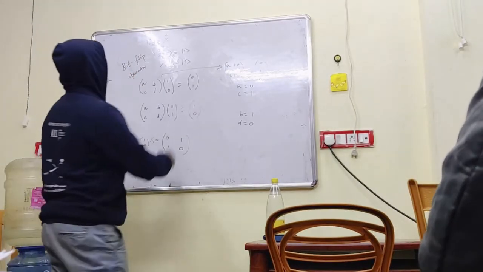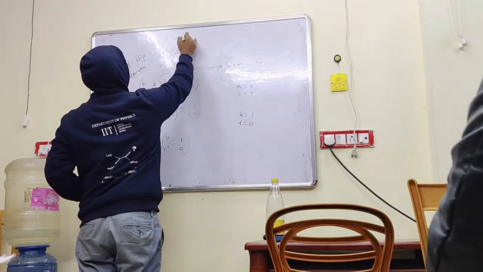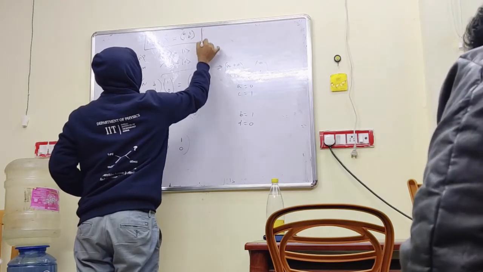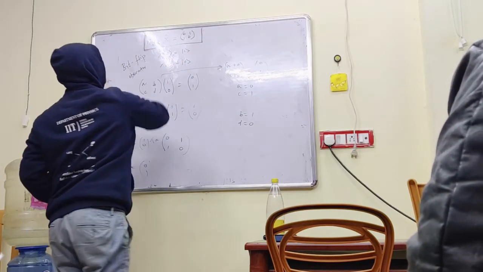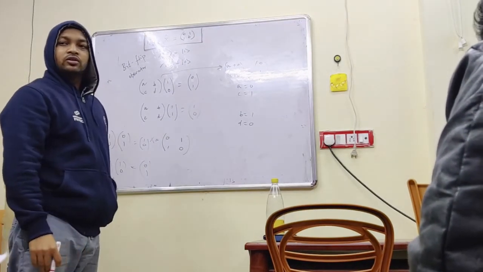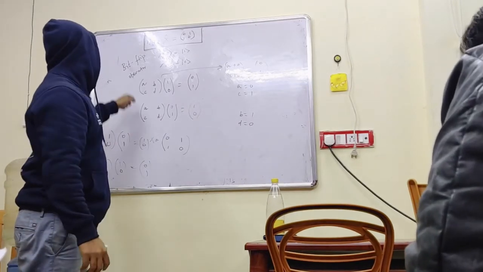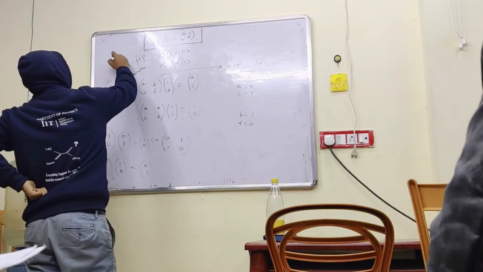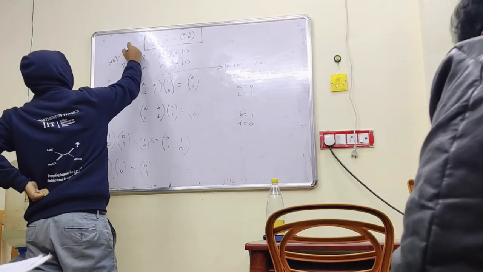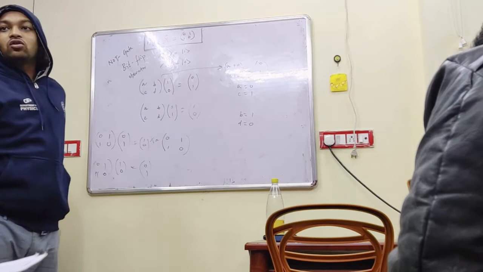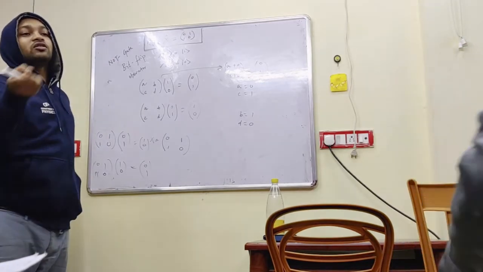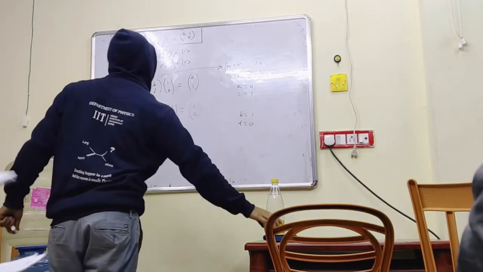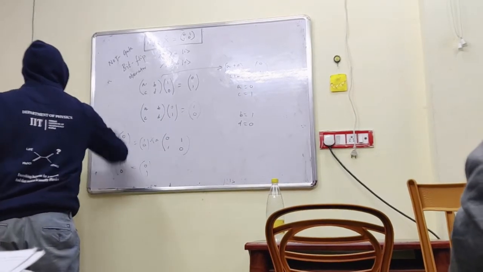So sigma x, or X, is 0 1 1 0. This is the bit flip operator. Otherwise, it is called a NOT gate. नॉट ऑपरेटर क्या करता है? 0 को 1 बनाता है, 1 को 0. ठीक है, तो this is a NOT gate as well. Okay.